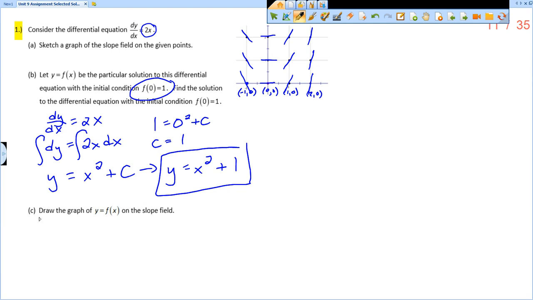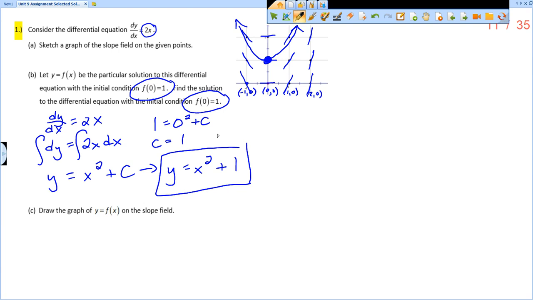Now 2c, draw a graph of y equals f of x on the slope field. Obviously, you know what this graph looks like, but a couple important things. This curve must go through 0, 1. And then it must follow the slope. As you go to the right, the slope is 2 times the x value, so it's going to get steeper and steeper. And as you go to the left, the slope gets negative, so it's going to go this way.